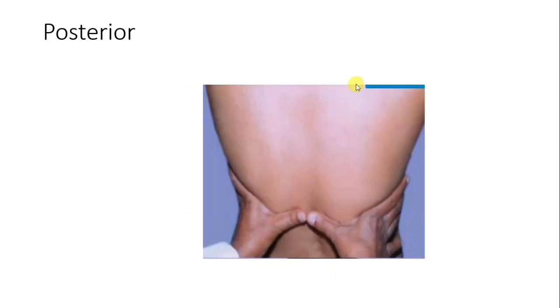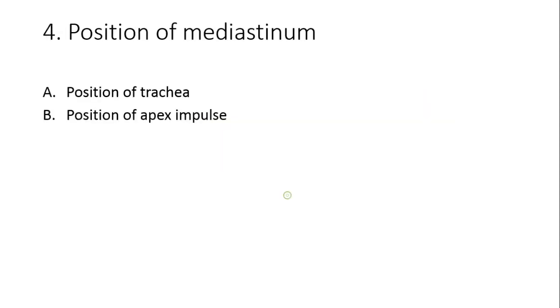Posteriorly, it is also checked in upper part, middle part and lower part. Chest movement is restricted in case of pleural effusion, pneumonia, extensive consolidation, collapse and fibrosis of lung. In all these diseases, diminished movement is seen on the affected side. So chest movement is restricted or decreased on the affected side of lung.